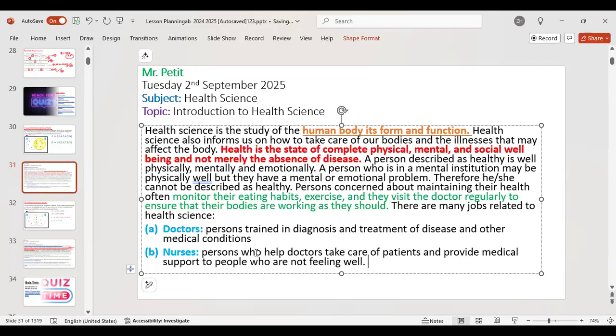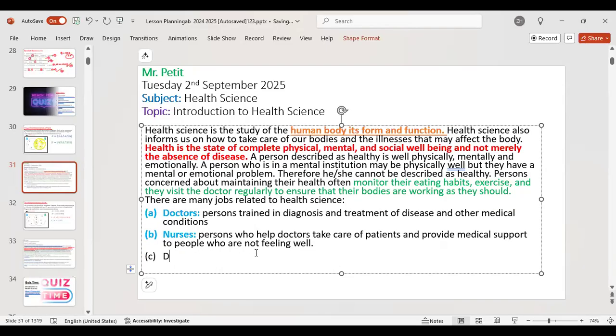Okay. So now, not only doctors and nurses are related to health science, right? You also have dietitians. Does anyone know what dietitians do? They help control your diet, or they help to pick foods with the right nutrients in the right proportions for you to eat. Yes.